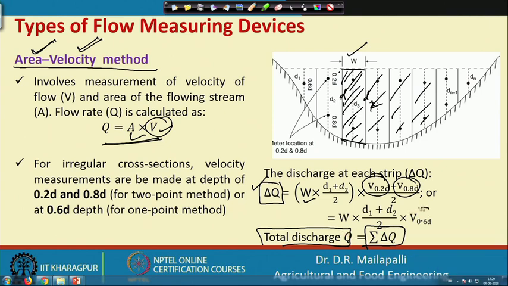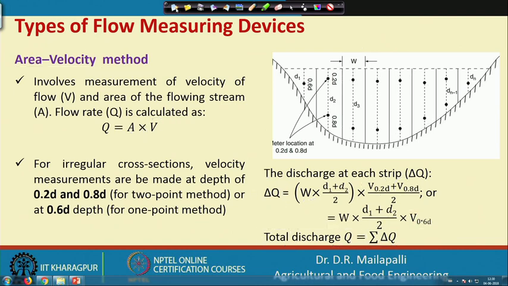Also, if you have the velocity at 0.6 d, you can directly use this instead of averaging the velocities at 0.2 d and 0.8 d. So, we have another approach, with velocity at 0.6 d, directly multiplied to get the dq value here. Okay.